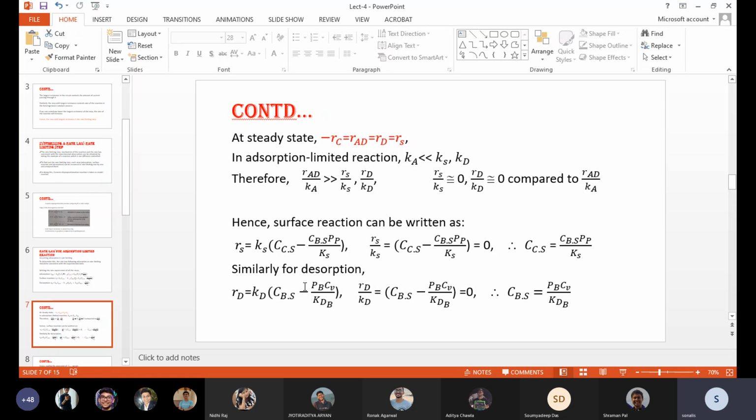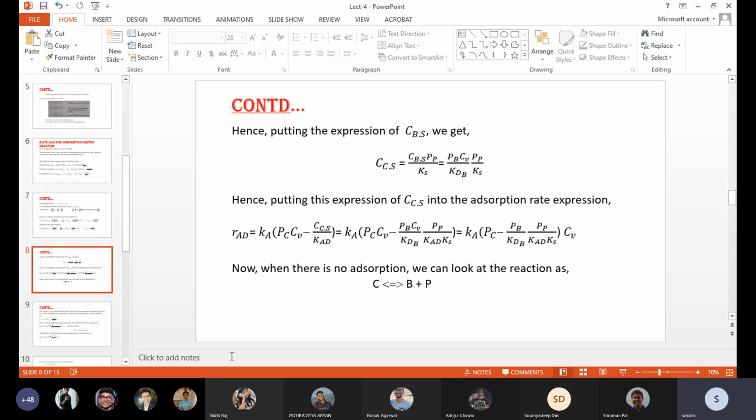This is the expression of CCS, that means the occupied site of C. Similarly, for desorption, Rd is equal to Kd times CBS minus Pb Cv by Kd of B. We can write Rd by Kd, which is approaching 0, is equal to CBS minus Pb Cv by Kdb. Therefore, CBS is equal to Pb Cv by Kd of B. In the examination, if someone writes Rs is equal to 0 or Rd is equal to 0, I'll put a zero in his copy. Remember that.